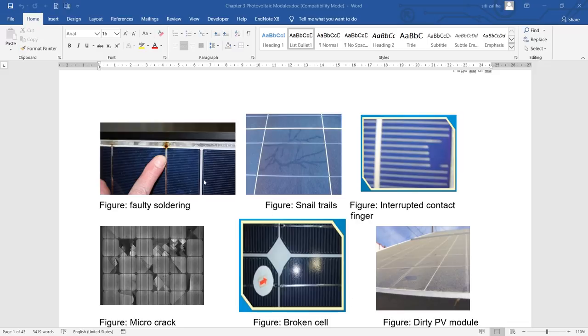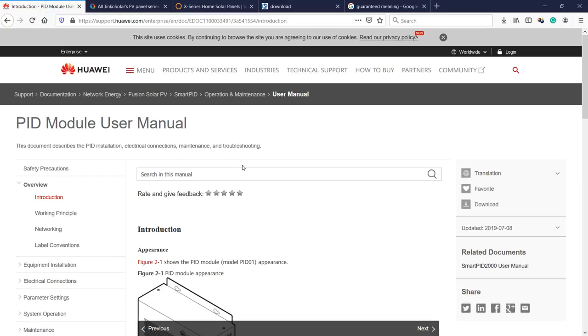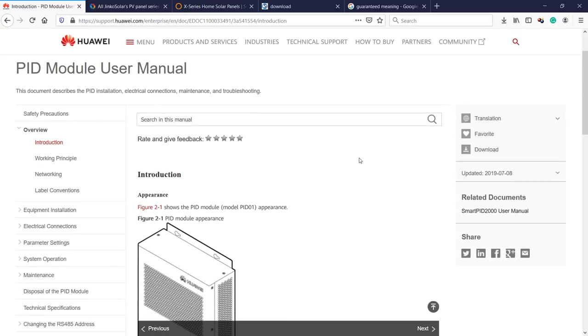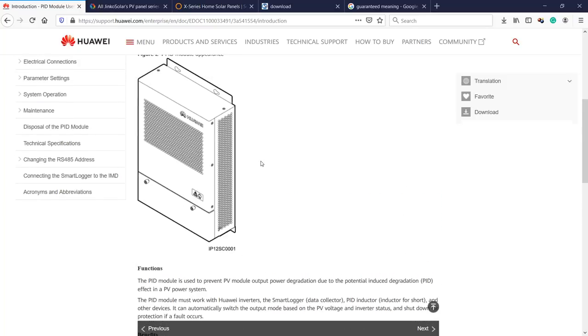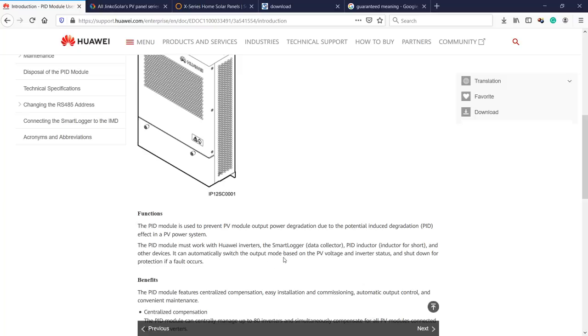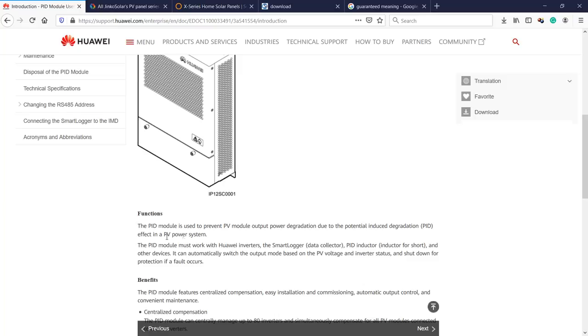To avoid this leakage current through the frames and glass, the easiest way is to avoid PID damage to the panel by choosing a solar panel that, via manufacturing quality, has inbuilt PID resistance. Let's see an example. This is an example from a company in China which introduced PID modules. However, this PID module must work with the Huawei inverter, smart logger, PID inductor for short, and other devices. We can use any other type of PV module, but we must install it with this equipment from Huawei.